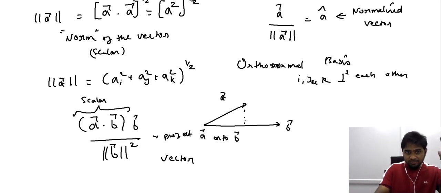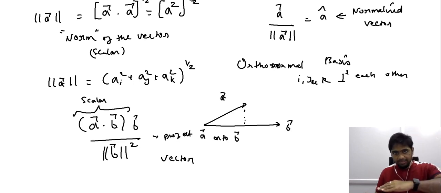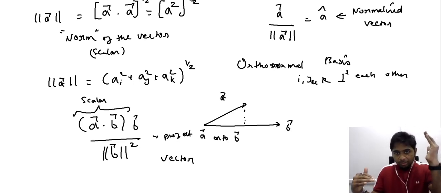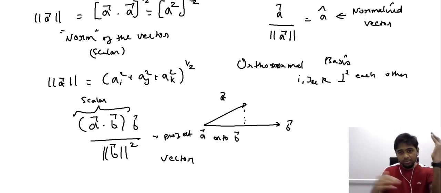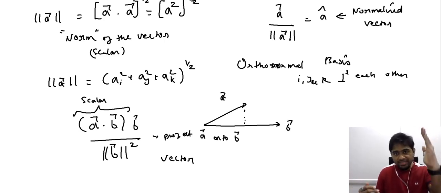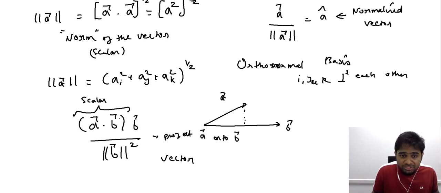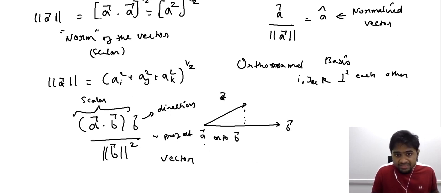So we are projecting the A vector onto the B vector. We only need to know the direction of the B vector. We don't need the magnitude of the B vector. So we have achieved the projection here itself, and the direction comes from this vector here. This vector gives us the direction, and the combination of the scalar and the direction gives us the projection as a vector.